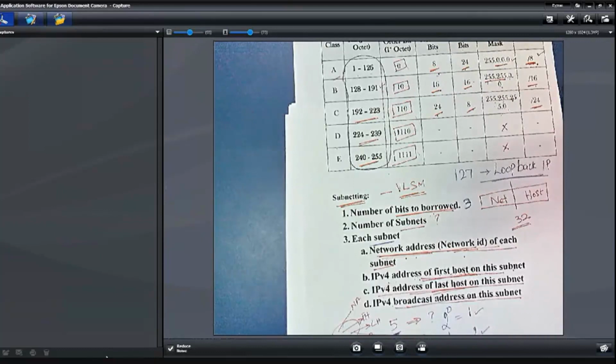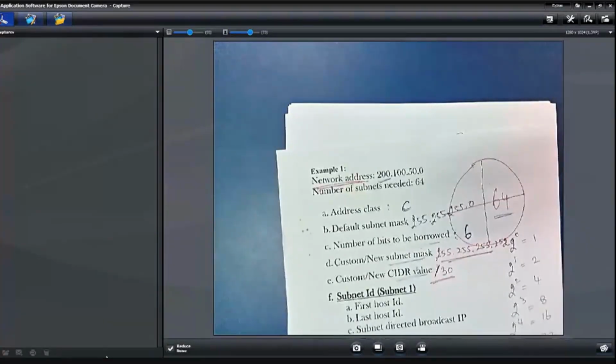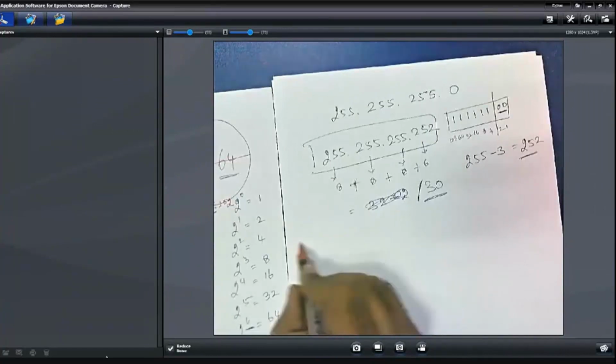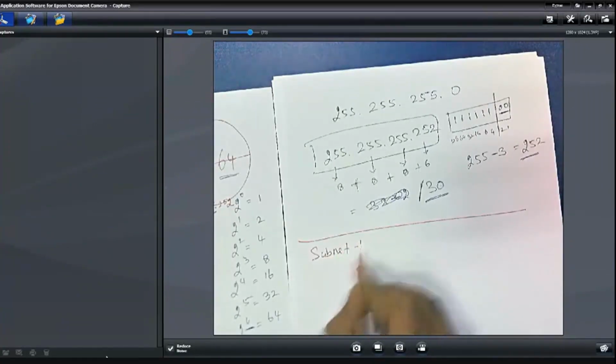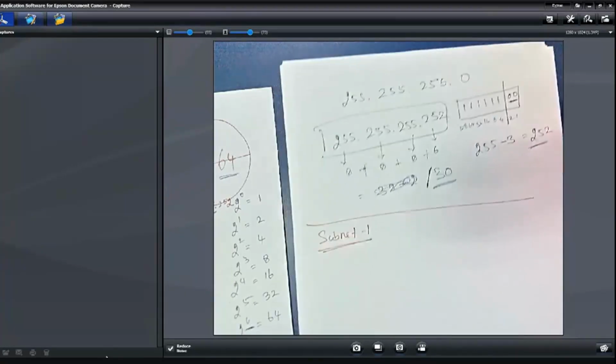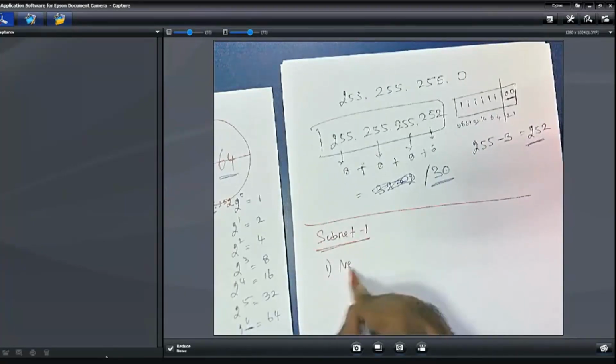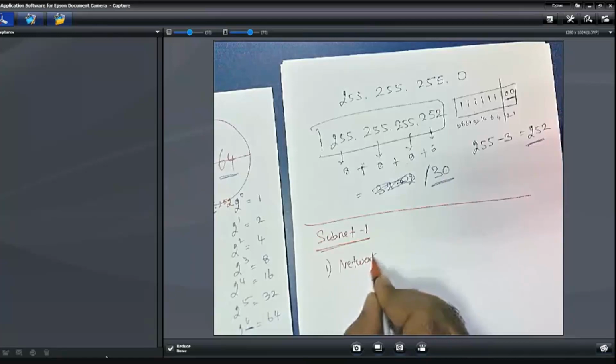For every subnet, 64 subnets are available in this case. Okay, now I'm going for the first subnet, subnet 1. For the first subnet, I want to find 4 things. You can say network ID or you can say network address, anything.